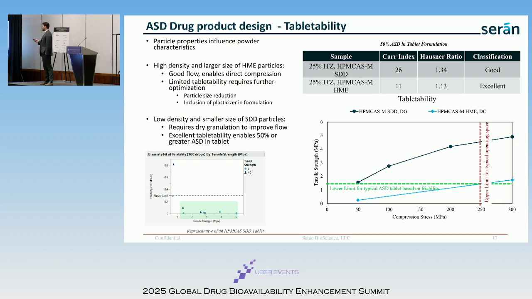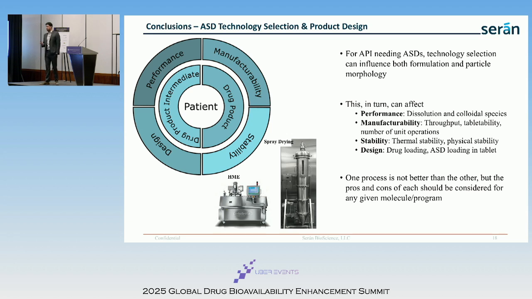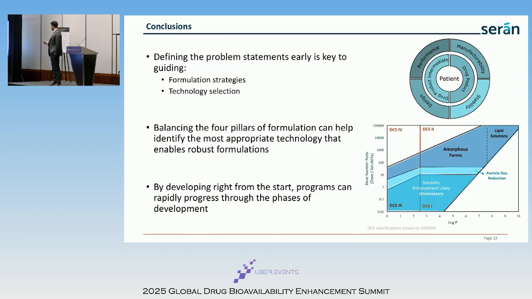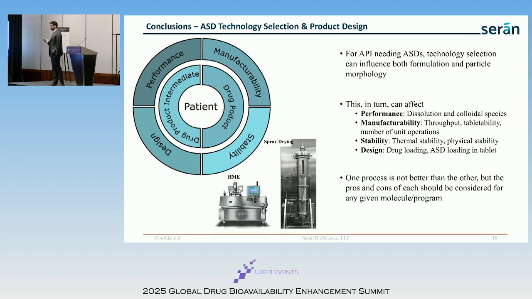So when we're making these different decisions on which technologies we're choosing, we need to understand how they're going to affect our particles, because the particle engineering is going to have massive effects, as we've seen, on our performance and manufacturability. Stability we didn't touch on, but if you have thermal sensitivities and your process requires you to get a bit hotter, then HME might not work. Or back to manufacturability, if you have low organic solubility, you're just not going to be able to make a scalable STD process. So we've got to balance all of these things.